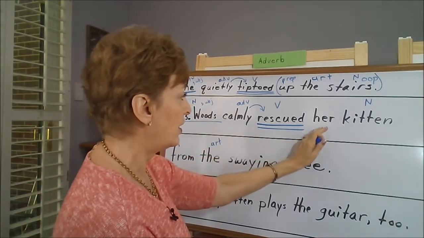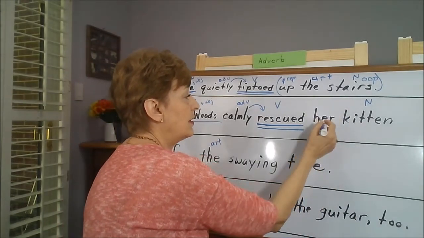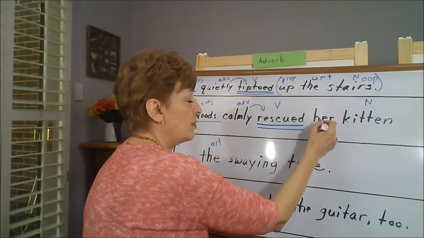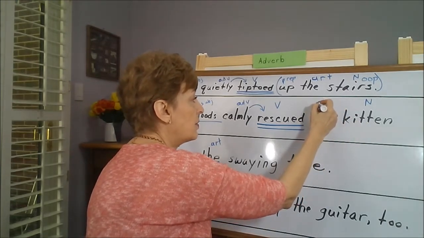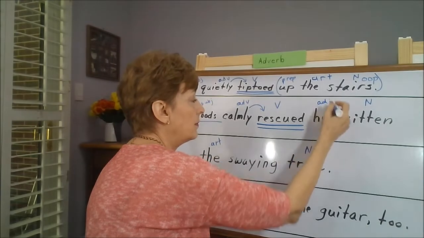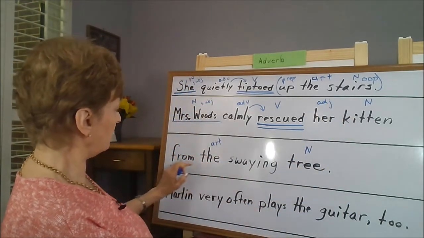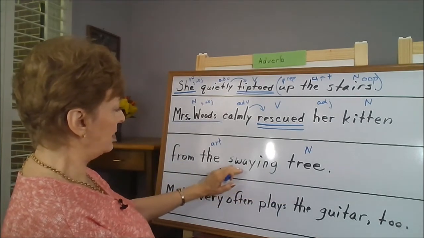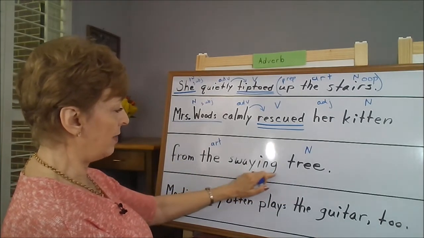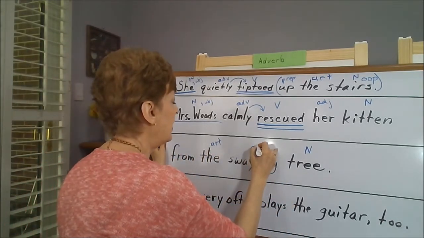Her kitten. That is a possessive adjective. The kitten is hers, so it's an adjective. From the swaying tree. Well, the tree swaying, does that tell me anything about the tree? Yes, it's an adjective describing the tree.